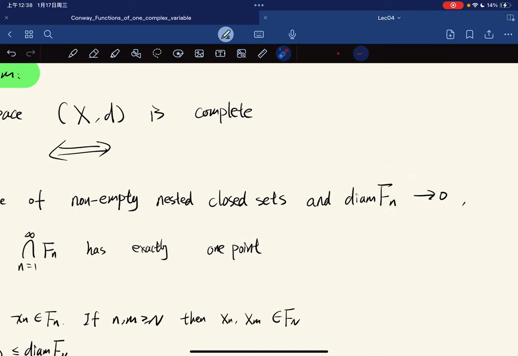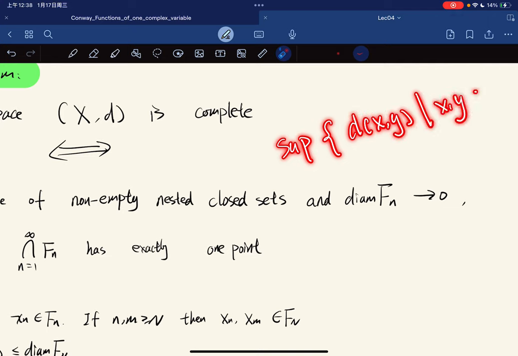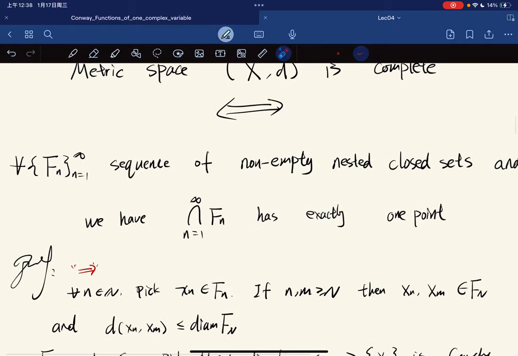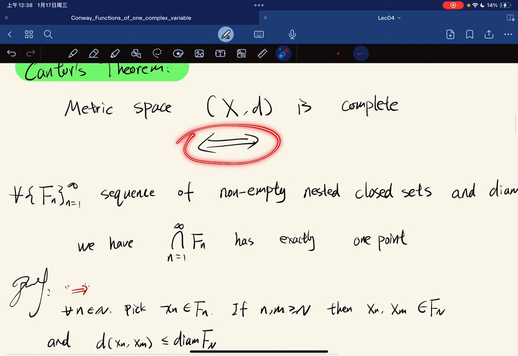for those who don't know, the diameter of a set is basically the supremum of the distance between any pair of points in the set. So the diameter goes to zero as n goes to infinity. Then its intersection has exactly one point. This is equivalent to saying that the metric space is complete.